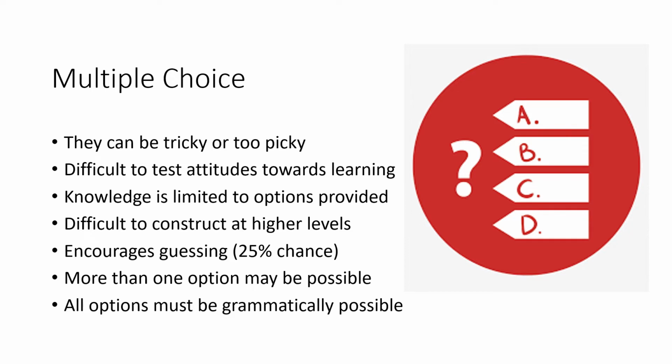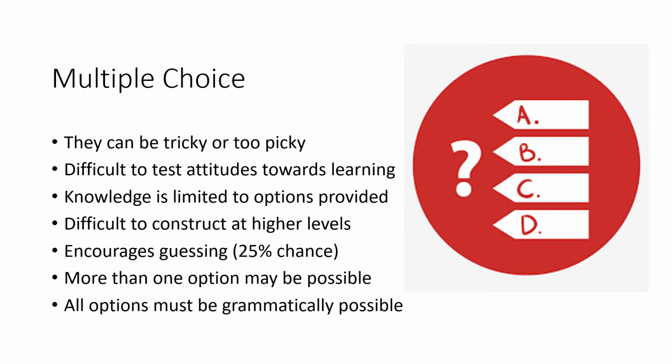One of the characteristics is that they can be quite tricky because the answers may be very close. It's also difficult to test attitudes towards learning because students will just choose from the options given. Thus, knowledge is limited to the options provided. And it's also difficult to construct multiple choice items at higher levels. It also encourages guessing because the answers are provided and all answers have equal chance of getting it right.